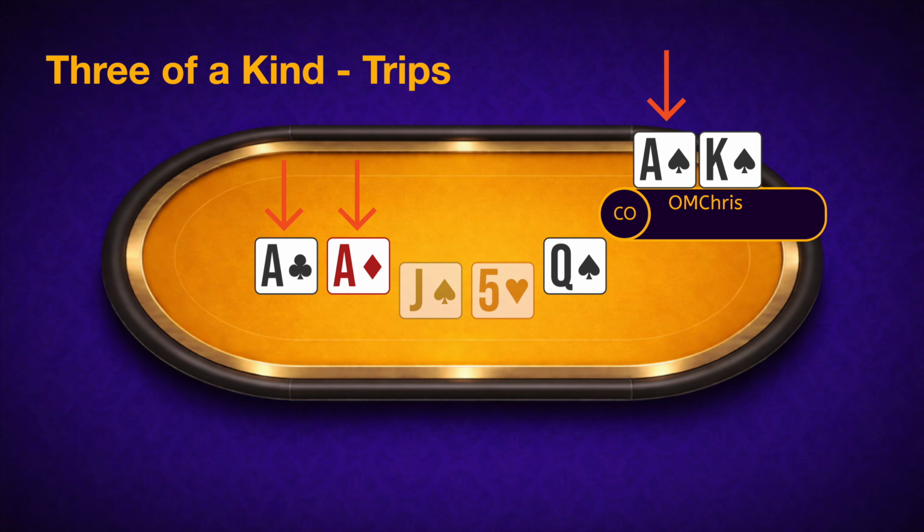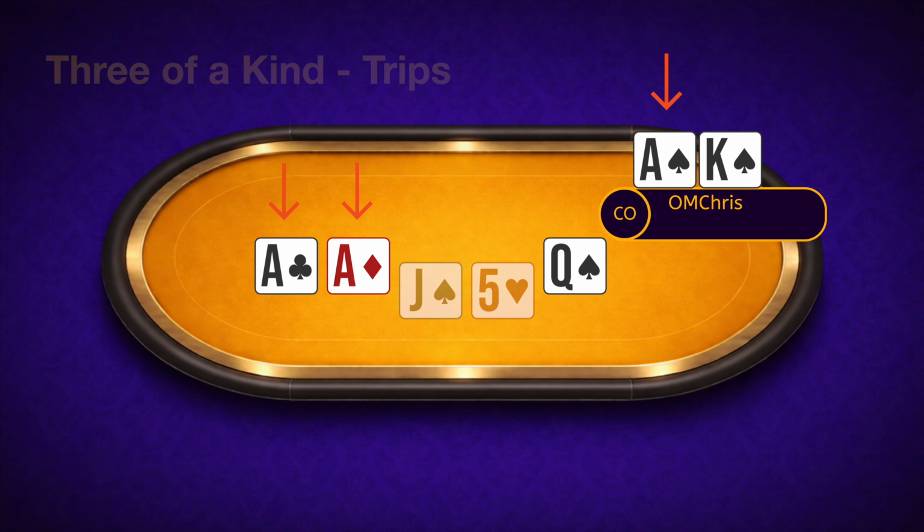Trips usually means there is a pair on the board and you have 1 matching card. For example, the board is ace, ace, jack and you have ace, king. Both are 3 of a kind, but a set is usually more hidden and often stronger strategically.